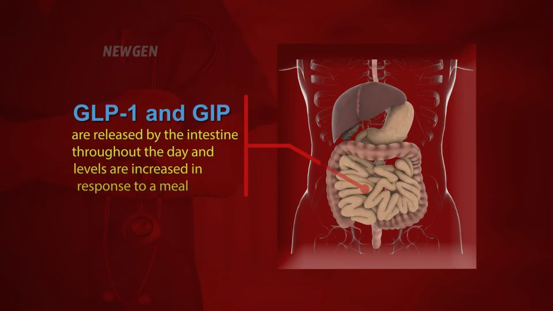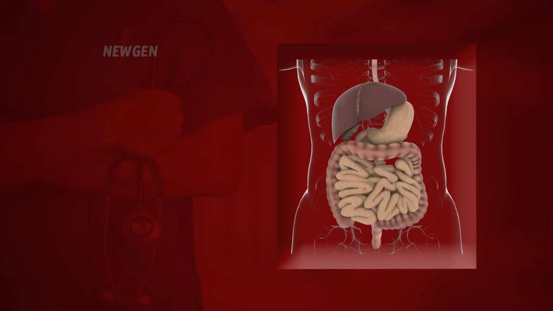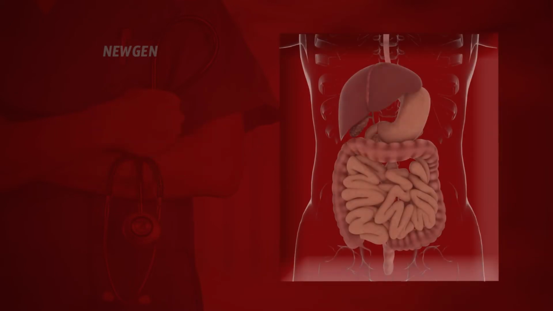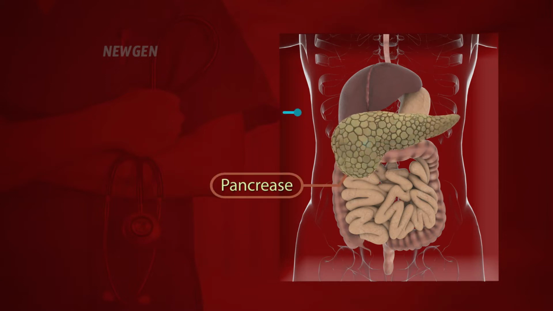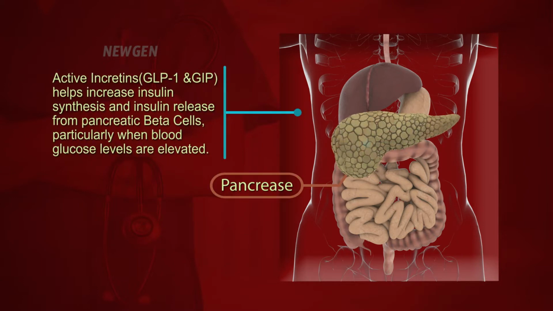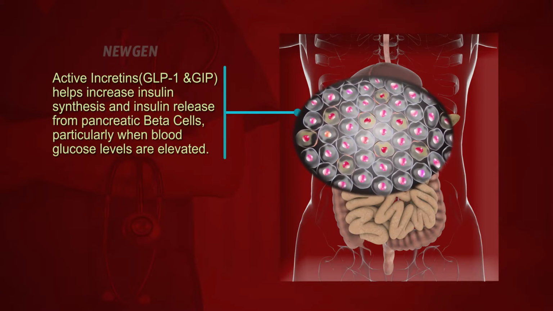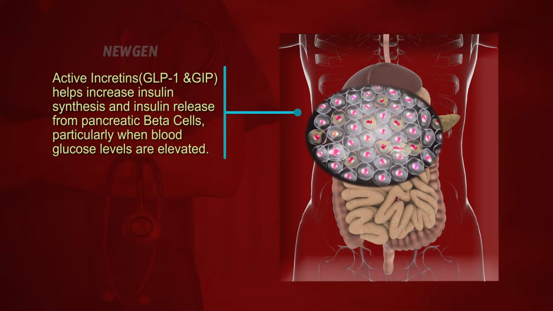GLP-1 and GIP are released by the intestine throughout the day, and levels are increased in response to a meal. Active incretins help increase insulin synthesis and insulin release from pancreatic beta cells, particularly when blood glucose levels are elevated.